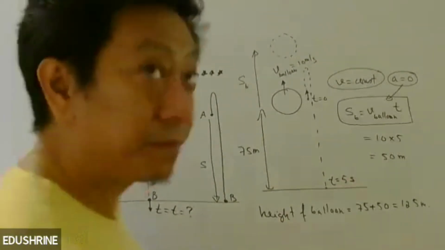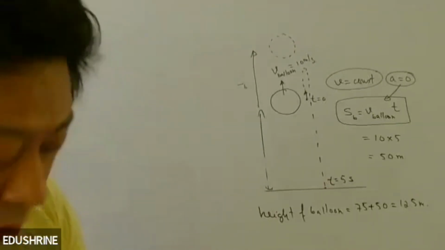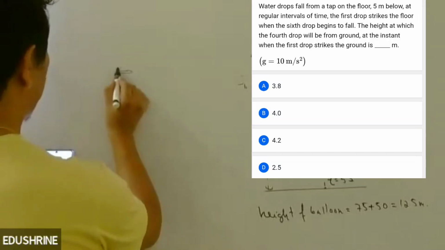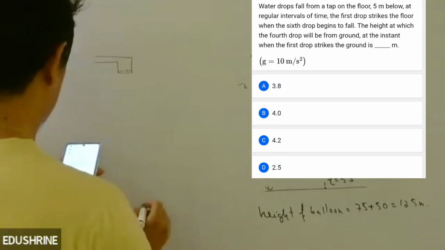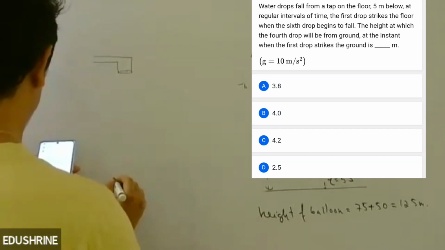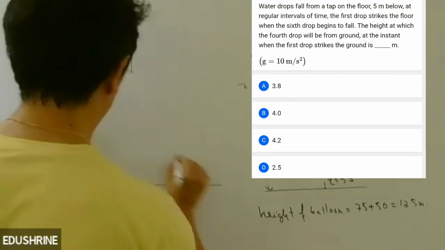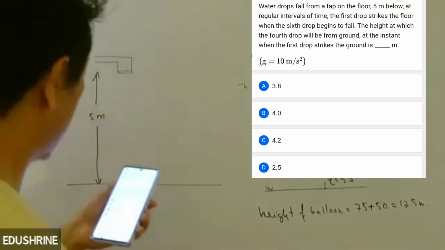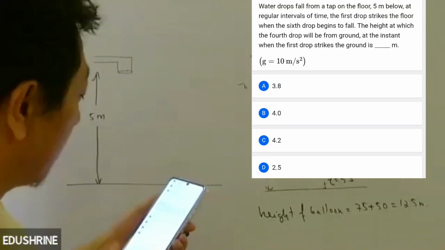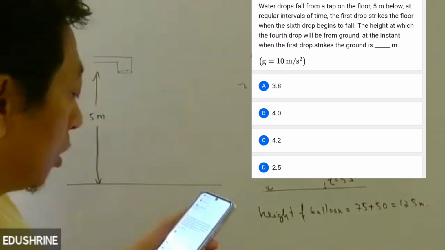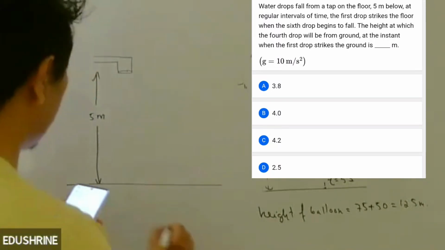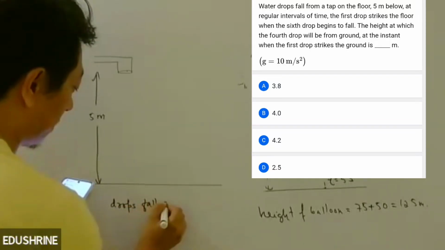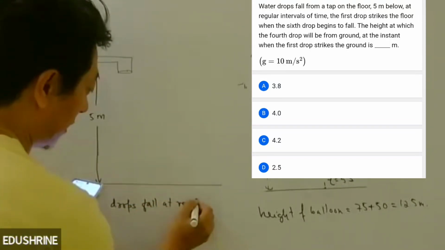Next question, you see. Water drops from a tap on the floor 5 meters below. So there is a tap, and the floor is 5 meters below the tap. The first drop strikes the floor. Now water drops fall from the tap at regular intervals of time. So drops fall at regular intervals.